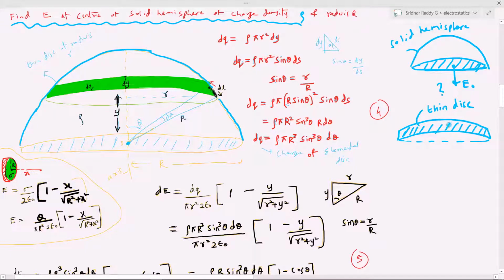A thin disc. What is the thickness of this? Let it be dy. What is the radius of this? Let it be r. And this distance, let me call dl. Are you noticing here? With the pointer, I'm pointing it. There's a thin disc. The width is dl, the radius is r, and the thickness is dy. Now, it's a solid hemisphere. You have to calculate the field at point O. I'll assume that the solid hemisphere is made up of thin discs of smaller radius, thickness dy, and width dl. So what is the charge contained in this elemental disc?